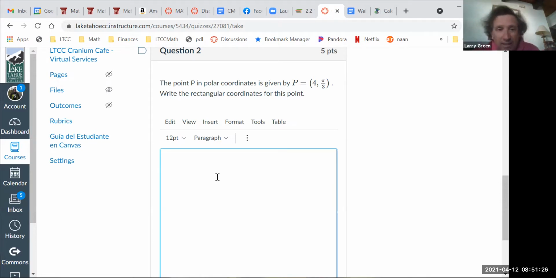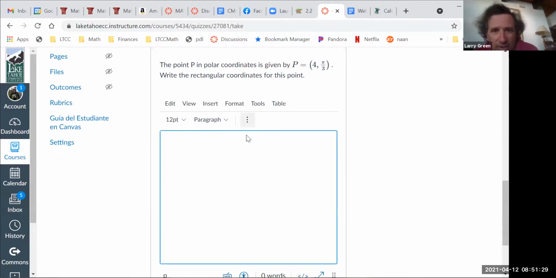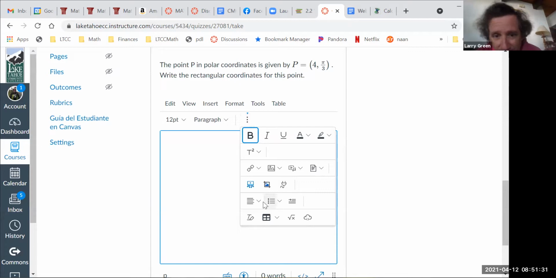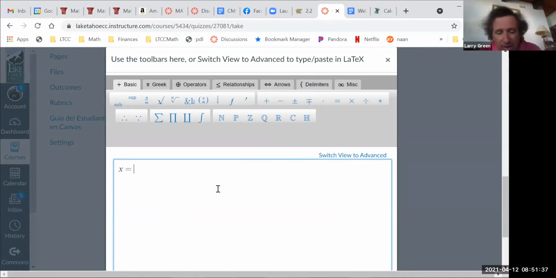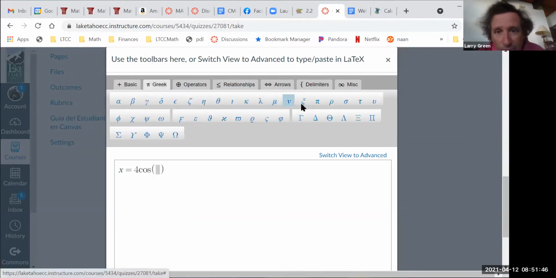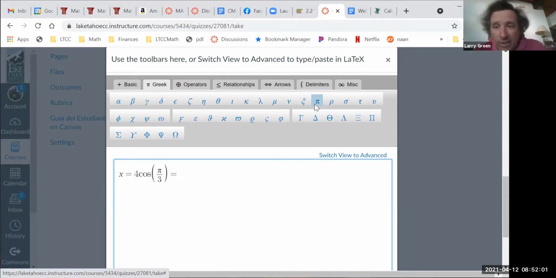Yeah, r cosine theta. So I think I want to do this one in equation mode because otherwise there's going to be too many pi's and stuff like that. So we could say x is equal to r, which was 4, times the cosine of theta, which was pi over 3. And what is 4 times the cosine of pi over 3? Yeah, so cosine of pi over 3 is 1/2. So 4 cosine pi over 3 is 2.